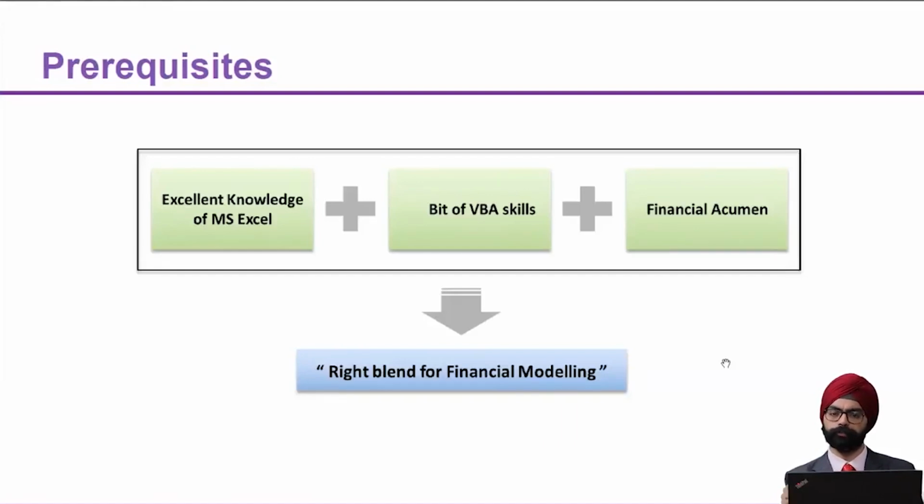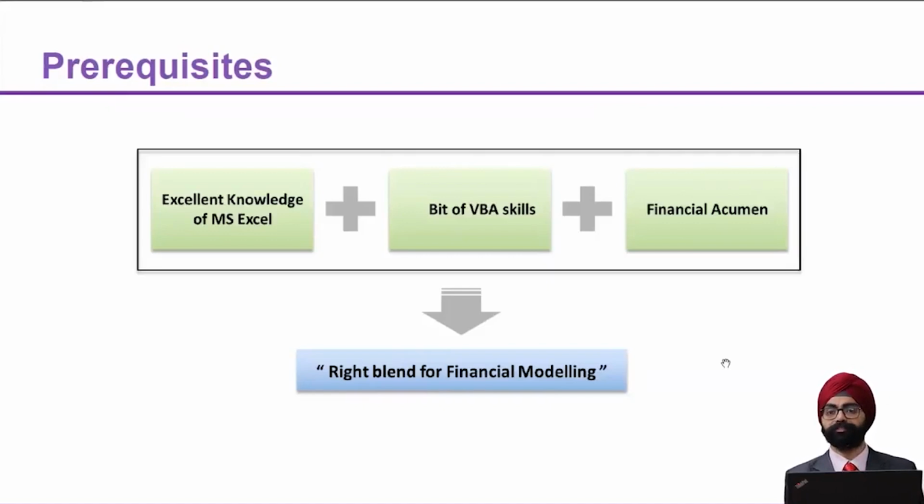So some bit of VBA skills could also be helpful. And in VBA, we basically talk about automating tasks. We talk about having a code or a program which is written in Excel, which is going to execute something for us. And the last but not the least is financial acumen. Because if I don't know how P&L, balance sheet, and cash flow statements are created, I don't know how these are integrated, then I cannot create a financial model.